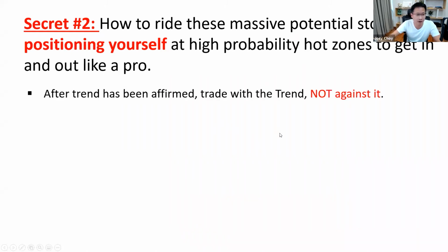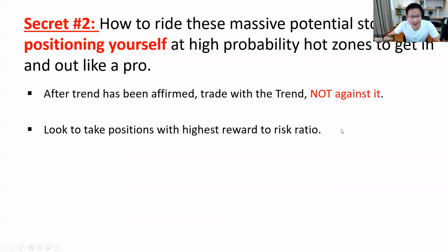So after the trend has been affirmed, just by looking at what I did just now, the moving averages and all that, you want to trade the trend, not against it. You want to look to take positions with the highest reward to risk ratio. Highest reward to risk ratio. I'll share with you where these positions or areas of value are.